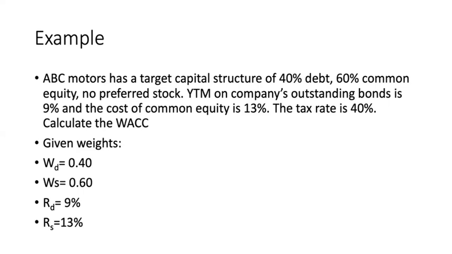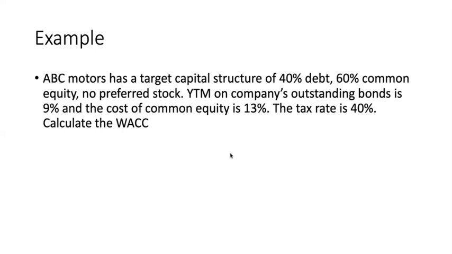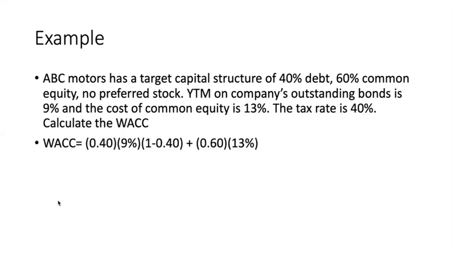Once again, we'll convert these percentages, 40% and 60%, into weights by dividing them by 100. So WD turns out to be 0.4, WS turns out to be 0.6, and RD and RS we'll use as percentages. The return on debt is 9%, and the return on common equity is 13%. Next, we'll plug these values into the WACC formula, and the WACC turns out to be 9.96%.